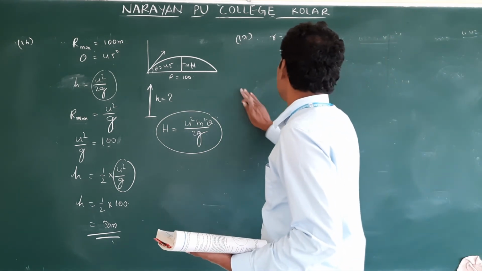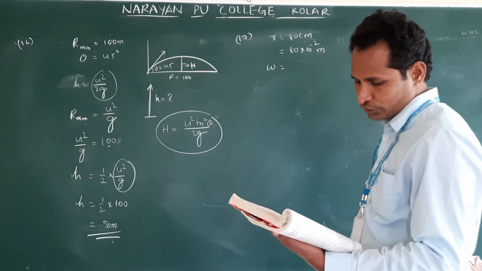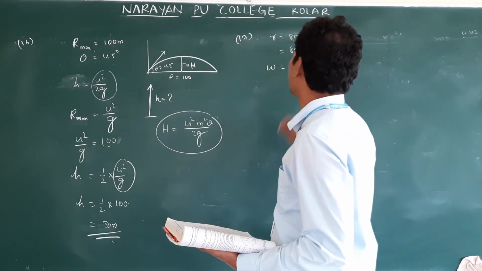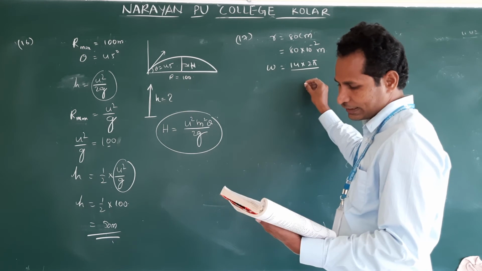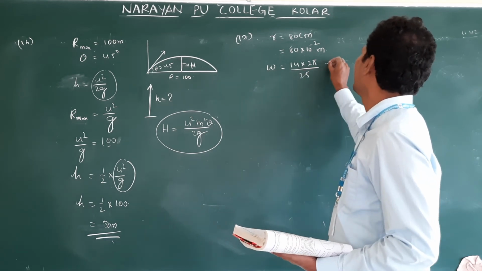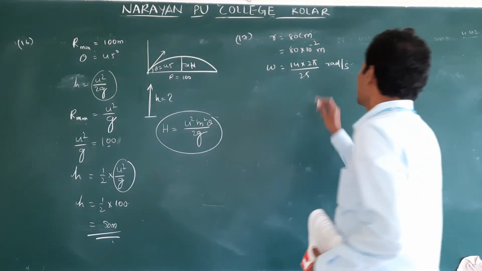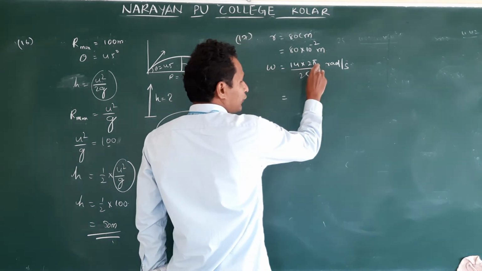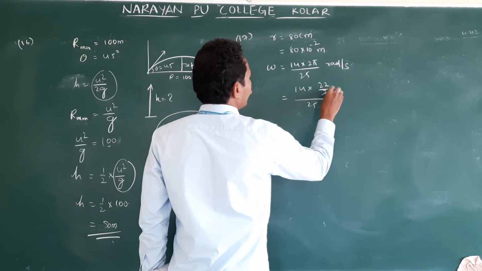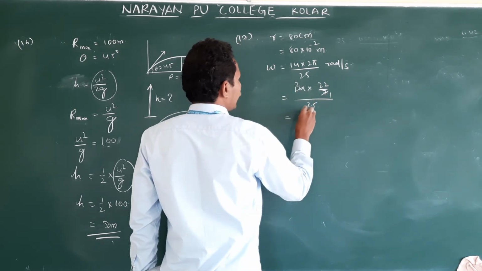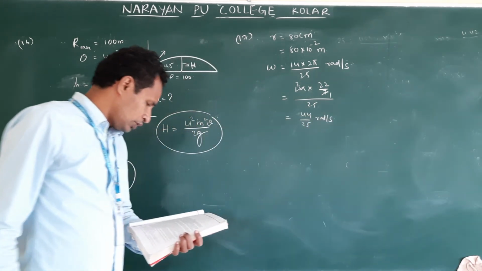Next, omega. How many revolutions? 14 revolutions in 25 seconds. 14. One revolution carries how many radians? 2 pi. By how many seconds is it taken? 25. So radian per second. Okay. Now this pi value, don't take 3.142. 14 into 22 by 7 by 25. 7 ones, 7 twos. This is 44 by 25 radian per second.